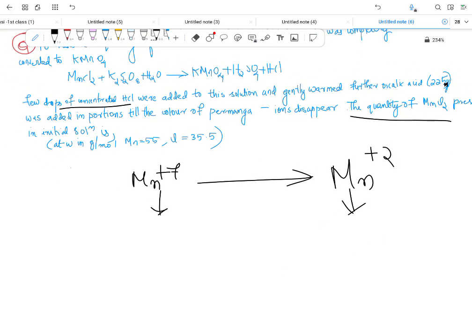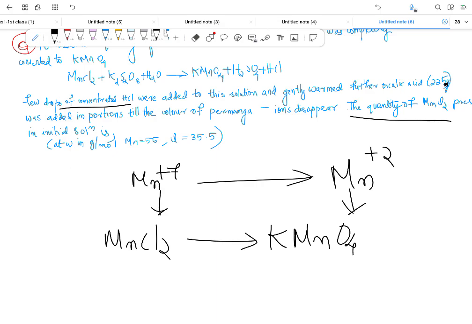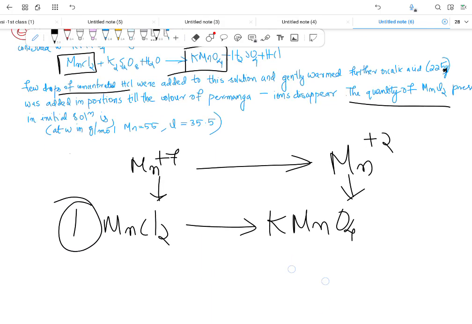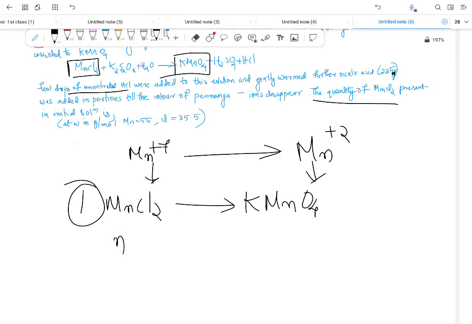From the reaction we know that MnCl2 was converted to KMnO4. This equation is not balanced, but even so, Mn on the left side and right side has to be the same. Mn is only here and here, there is no other Mn anywhere. So whatever the moles of MnCl2 used, that much MnO4 we have to get. So n of MnCl2 should be equal to n of MnO4 minus, or KMnO4.